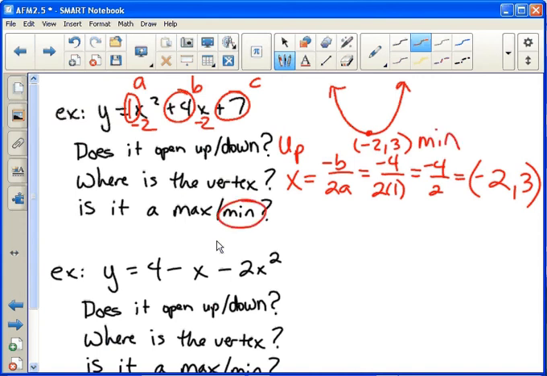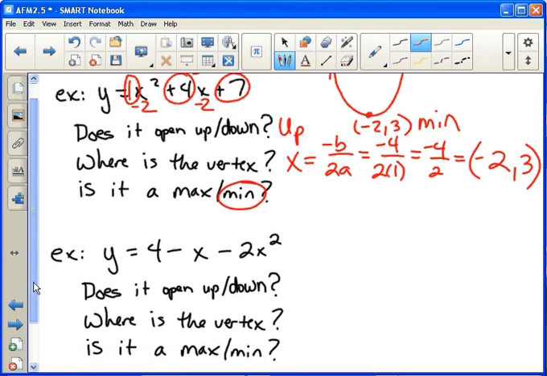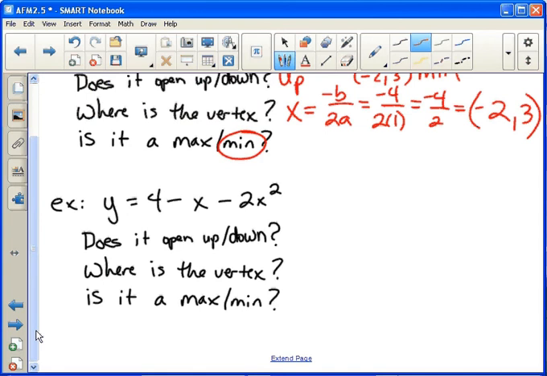Okay, next example. Y equals 4 minus x minus 2x squared. It says, does it open up or down? Now this one's trying to trick you. They've written things in reverse order. They put the c first, then the b, then the a. But a is always what's in front of x squared. So if you look in front of x squared, we have a -2. Since we have a negative, that means it must be open down. So our picture looks like this.